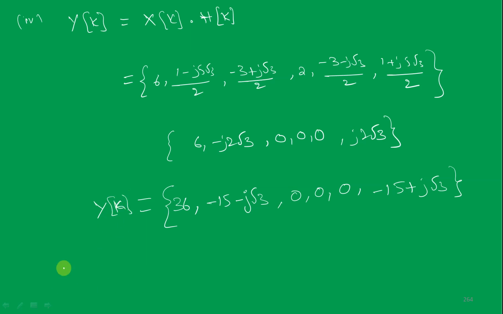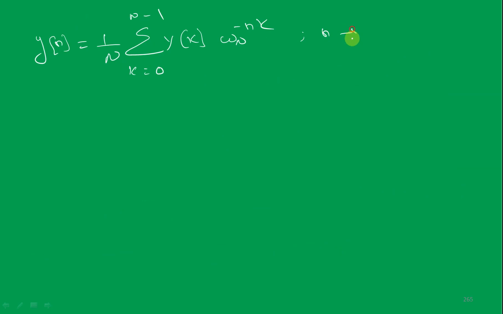After completing Y of k, what is the next step? To determine y of n, apply the 6-point IDFT, the inverse DFT, to this Y of k. Right. So to determine y of n, what is the formula? 1 by N, summation of Y of k W_N power minus nk, where k ranges from 0 to N − 1, and n ranges from 0 to N − 1.